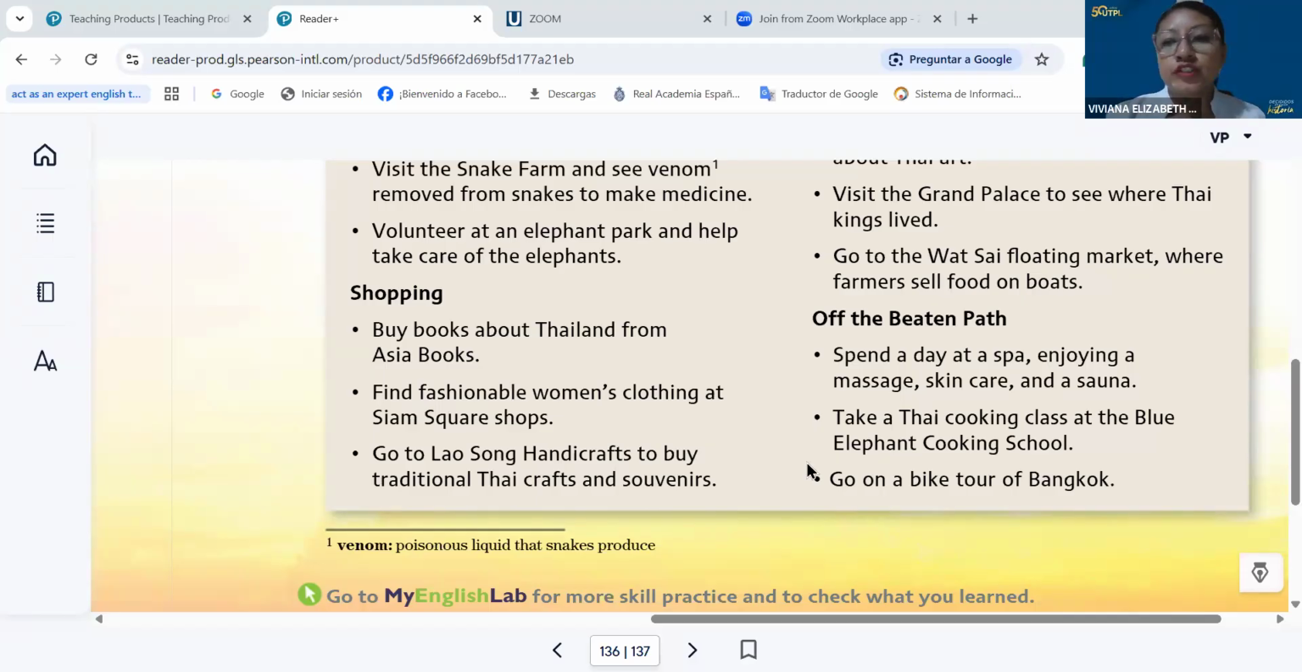So the groups, the rooms are open. You can go and work.